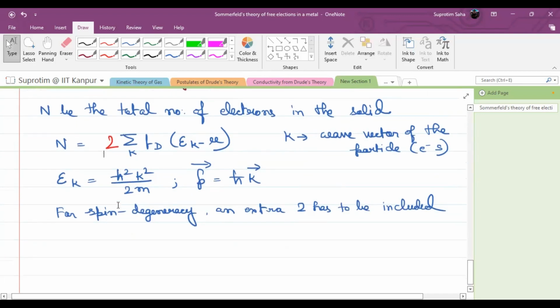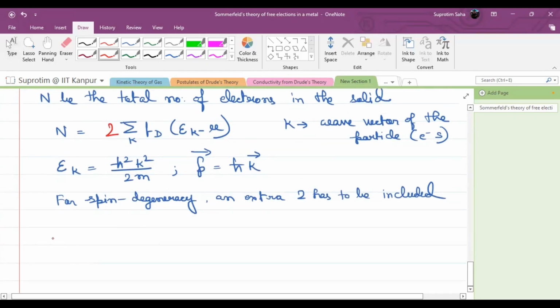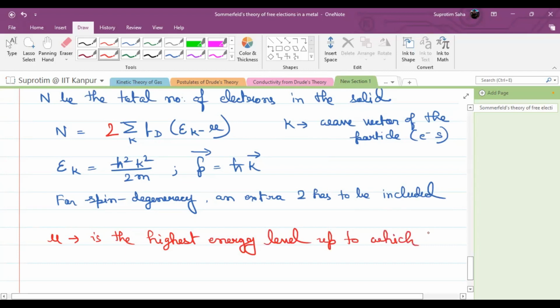So mu, clearly defined, mu is the energy level, the highest energy level up to which the electrons are filled.